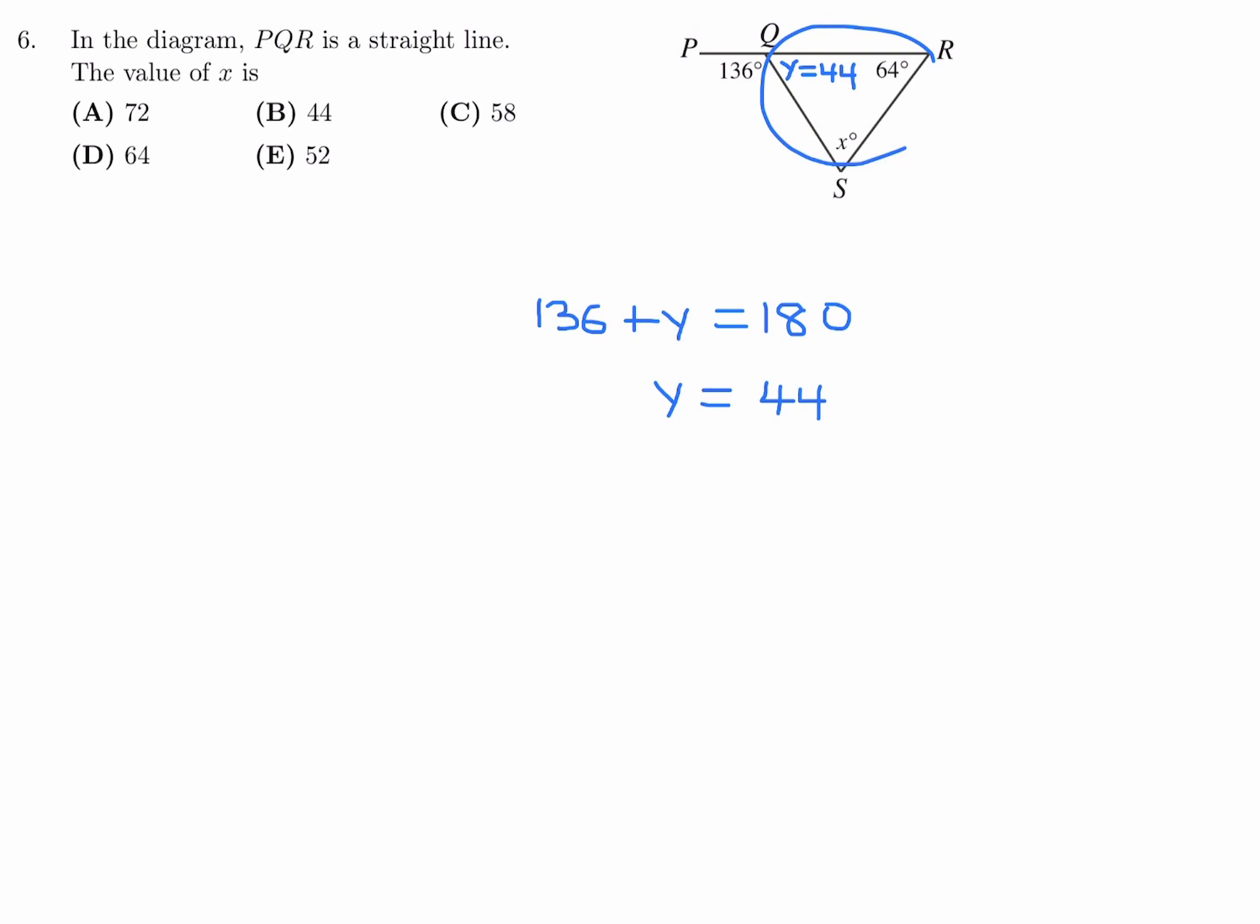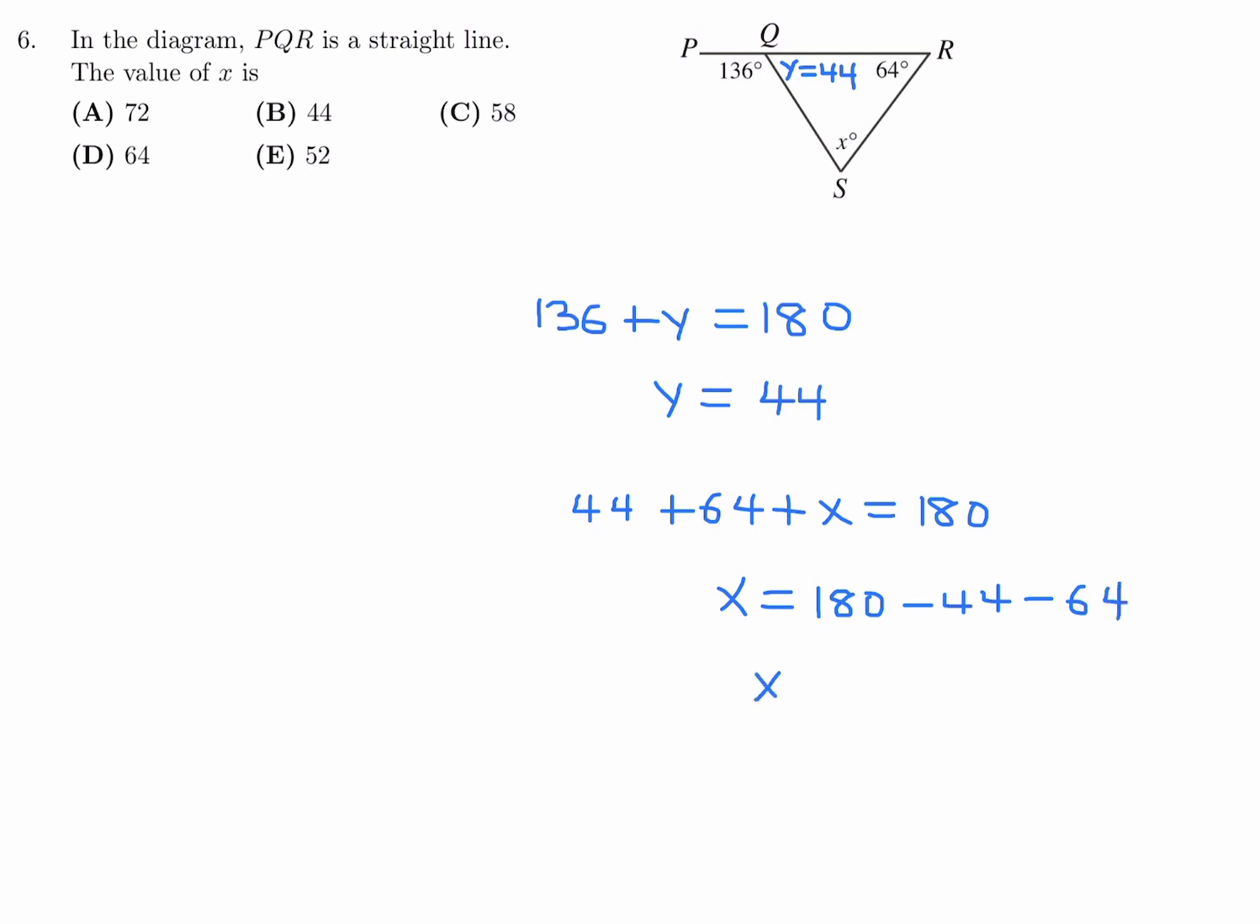And then all the angles of a triangle equal 180, so that means 44 plus 64 plus x is equal to 180. And then we can solve for x. x is 180 minus 44 minus 64, and therefore x is equal to 72. So number 6, the answer is A.